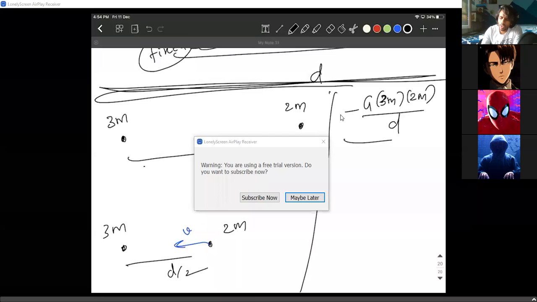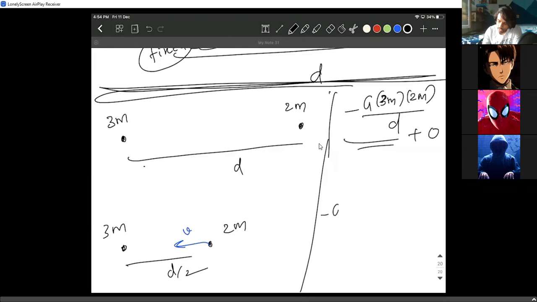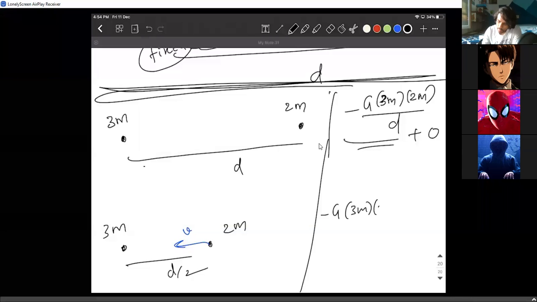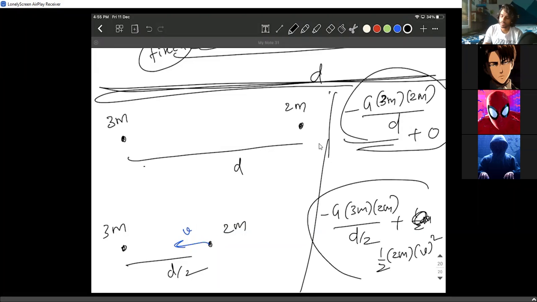It is the initial total energy. There is no kinetic energy initially, so I'm just writing 0. Now in the final case, minus G 3m 2m by d by 2 plus half mv square also, half 2m into v square, because the mass is 2m. All you need to do is equate this to this. This is the total initial energy, this is the total final energy. I equate these two and find the velocity.